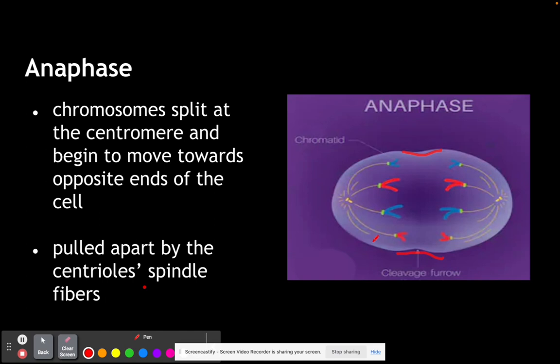So what is happening is that the sister chromatids, which are each of the sides of the chromosomes that are attached at the centromeres, are being pulled apart by the centrioles' spindle fibers. Now that they've pulled apart, this is called a chromatid. Alrighty. So there were two of them when they were connected. That's why they were called sister chromatids. And now they are going to be pulled apart, so you're going to have chromatids on each side of your cell working its way there.